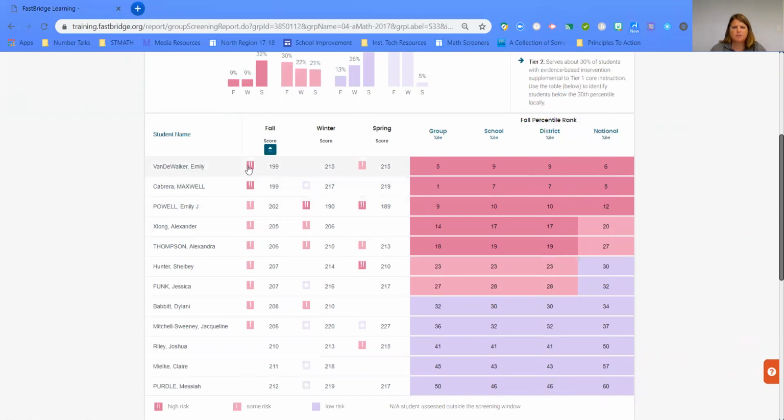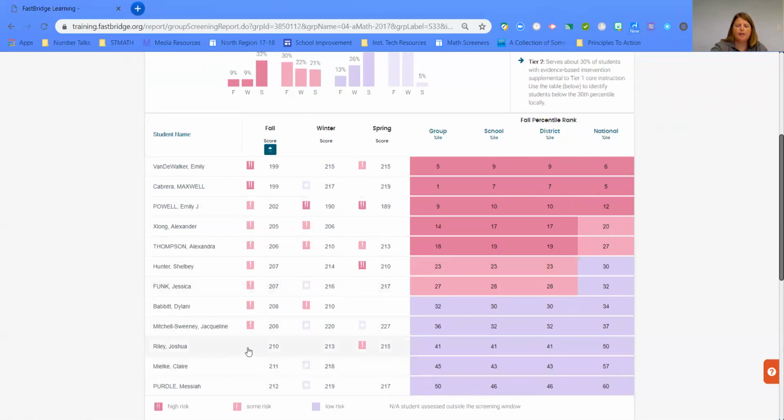And so I can see these students that have 2 exclamation points. That represents those students that are at high risk. So if I hover over that high risk column again, it says 2 students. Well, it's these 2 students that have those 2 exclamation points. The students with the single exclamation points are the students that are in this some risk category.